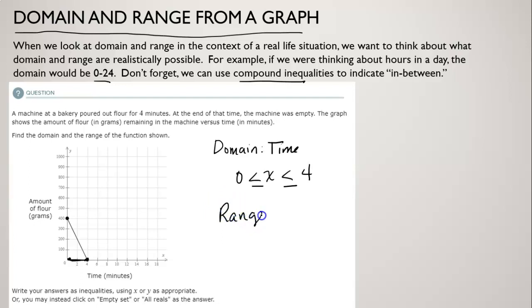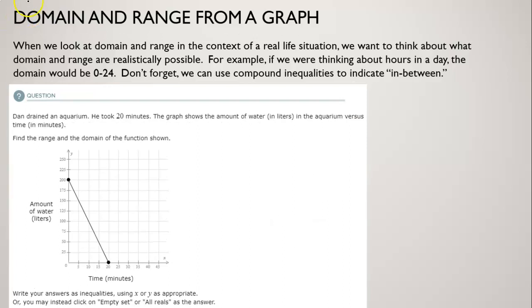For the range, we're talking about the flour. That's what's on the y-axis. And again, that goes in between 0 and up to 400. So we have these in between 0 and 400 with an x in the middle. We use less than and less than. There could be exactly 0 grams of flour, so we use an equal sign. There could be exactly 400 grams of flour, so we use an equal sign. You pause the video and try this one on your own now about the aquarium.